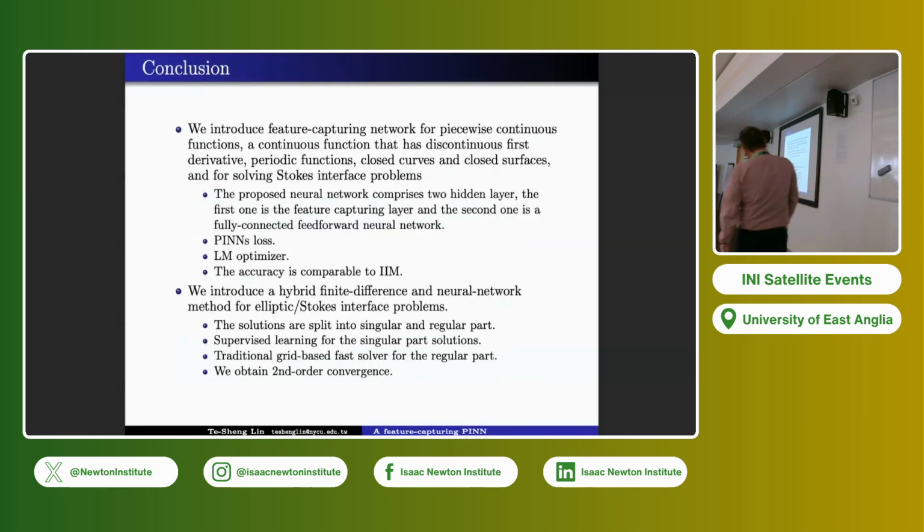And the conclusion for everything: we introduce this feature capturing network. The composed neural network has two hidden layers. We use PINN loss, we use the LM optimizer, and the accuracy is very comparable to the immersed interface method. We also introduce this hybrid finite difference and neural network method for the elliptic interface problem and also for the Stokes interface problem, and we obtain second order convergence.